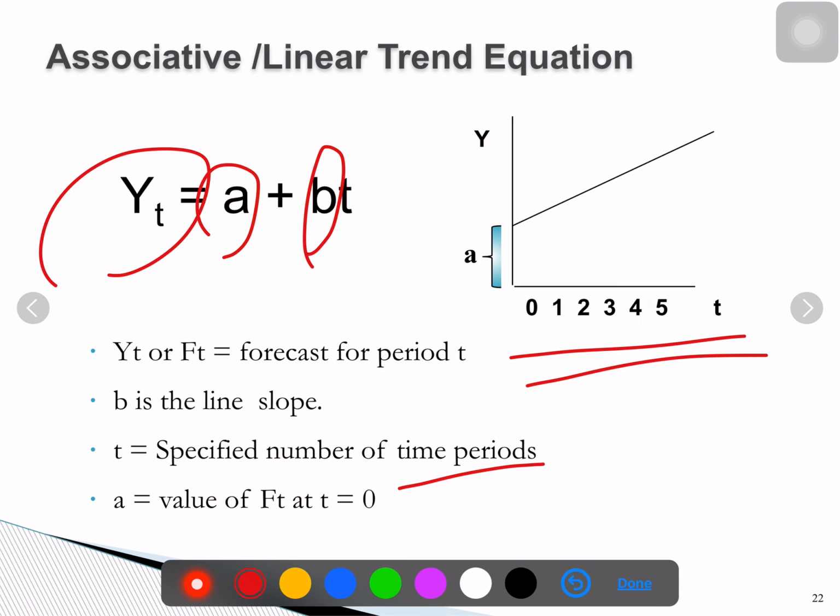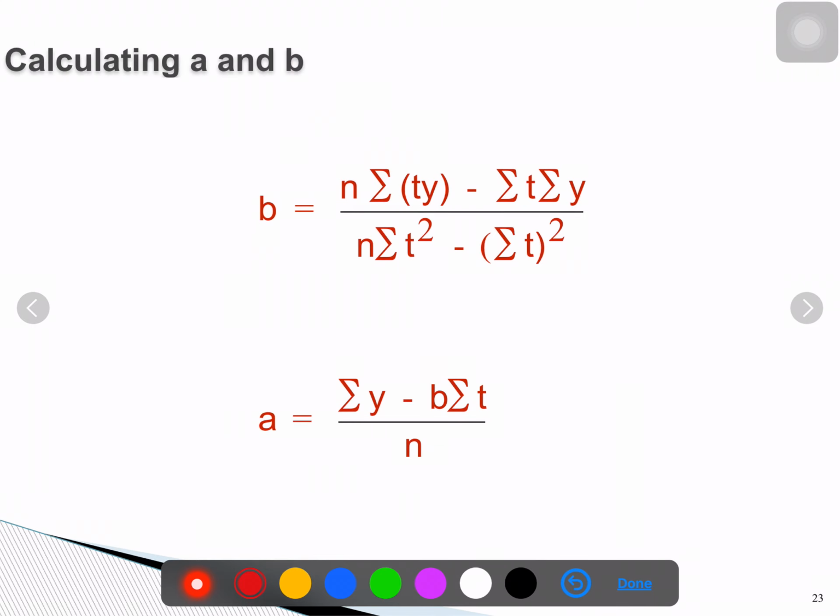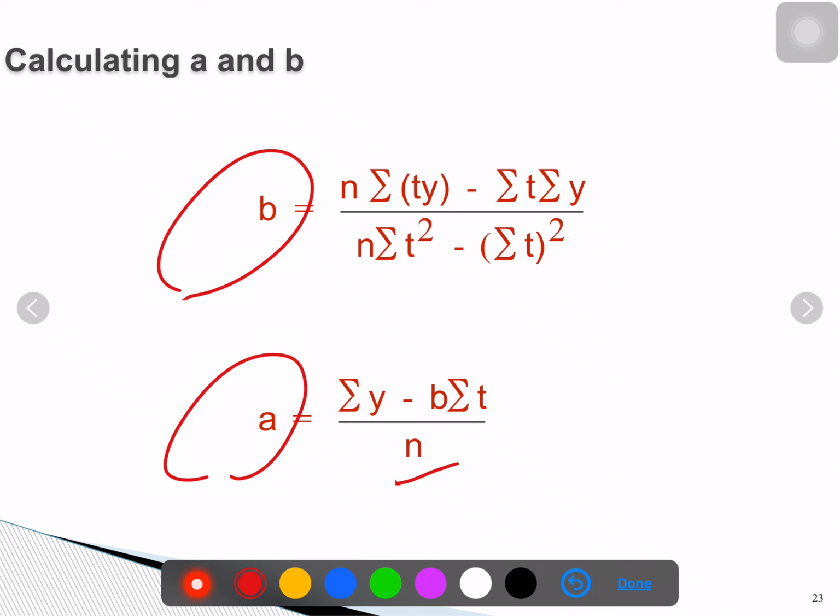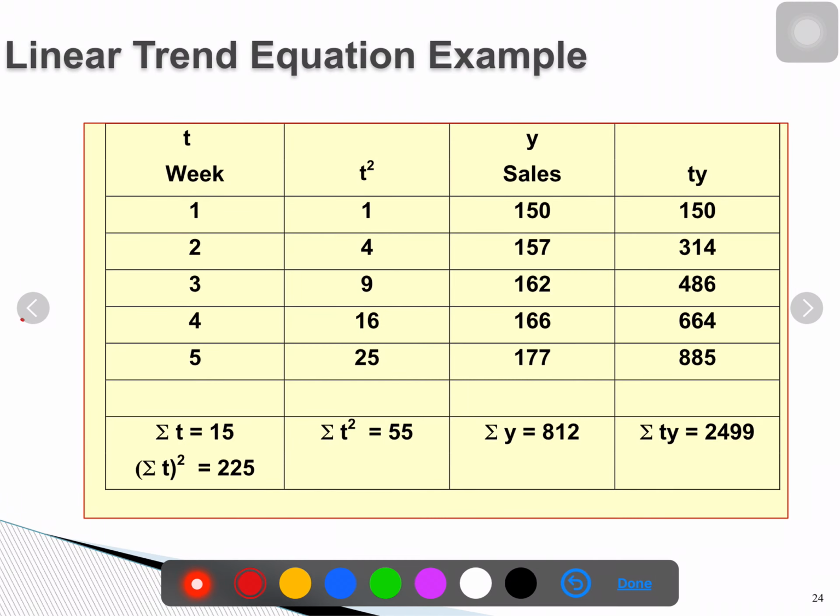Here we have to calculate the value of a and the value of b. a equals the summation of y minus b times the summation of t, divided by n. b equals n times the summation of ty minus the summation of t times the summation of y, divided by n times the summation of t square minus the summation of t, the whole square. First we have to find the value of b and then the value of a, then y is equal to a plus bt.